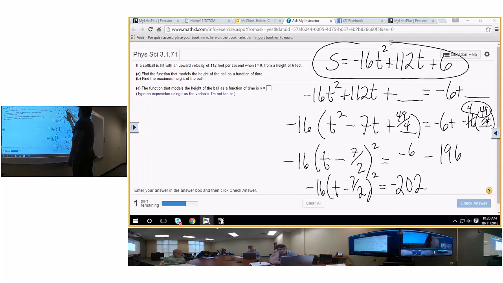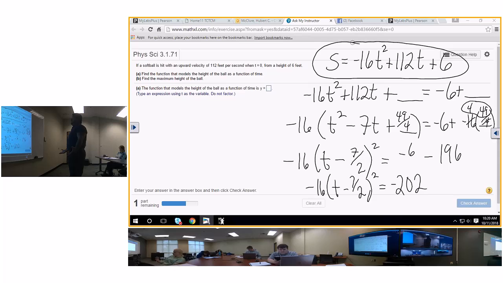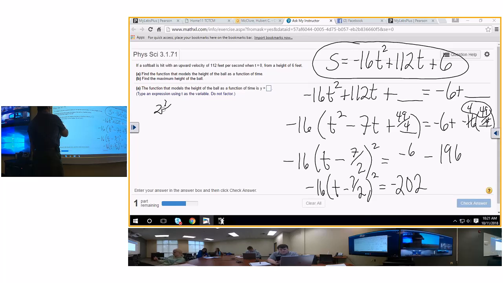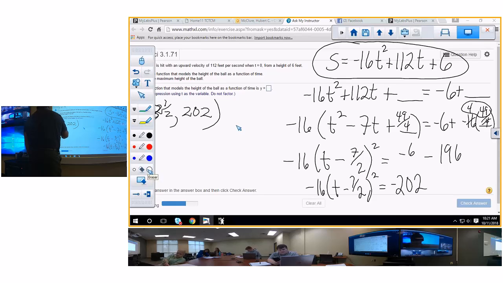And then once you get this, you say, well, Hubert told us to find everything. So if I find everything, I'll get the answer. That's what you're supposed to be saying. Okay? So our vertex is at 7 divided by 2, 3.5 seconds. Yep. We reach a total of 202 what? Feet. So that's our vertex. 3.5 seconds, 202 feet. Sorry about that. This thing writes crazy on the left-hand side.